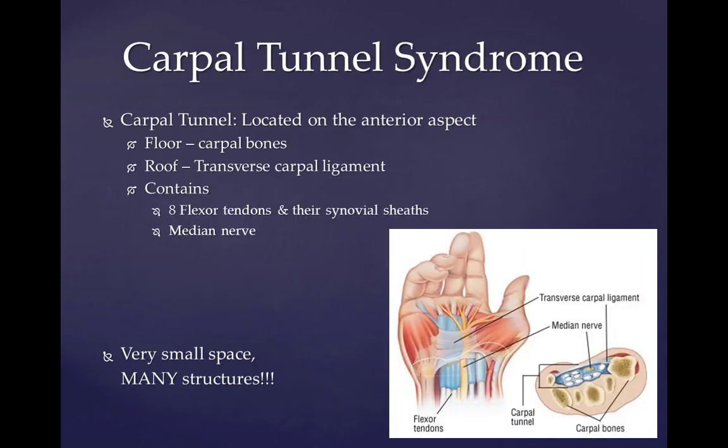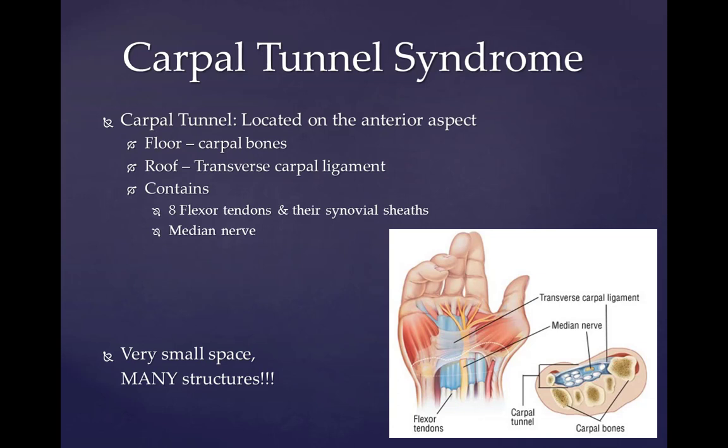The carpal tunnel is located on the anterior aspect of the wrist. It is composed of a floor, the carpal bones, and the roof, which is the transverse carpal ligament. It contains 8 flexor tendons and their synovial sheaths, as well as the median nerve. There are a lot of structures and a very, very small space.